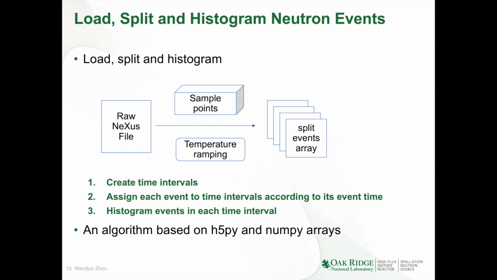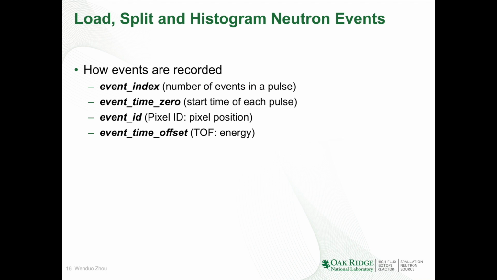The process to load the neutron events, split them according to user-specified criteria, and histogram them to pixels is the first step of data reduction. Meanwhile, this step requires a good algorithm for performance, both in time and space. In the neutron facility at ORNL, the neutrons detected are recorded as neutron events. Each event contains the time when the neutron is detected, with a precision of 100 nanoseconds, and the location where the neutron is detected.